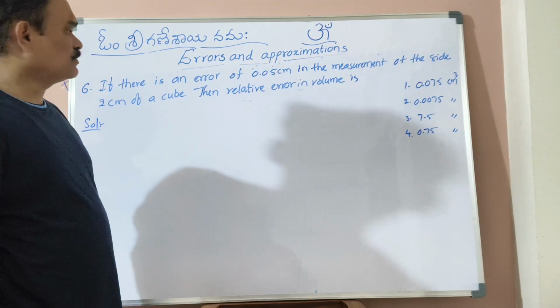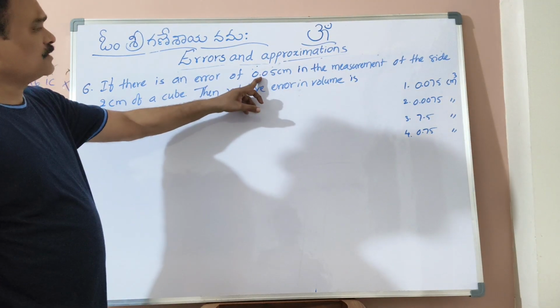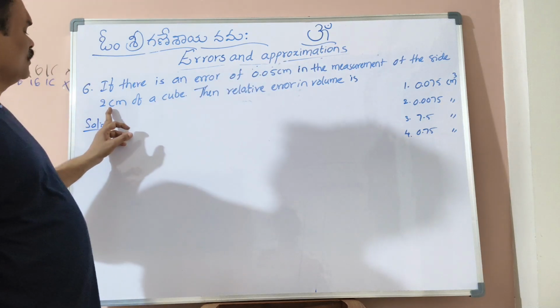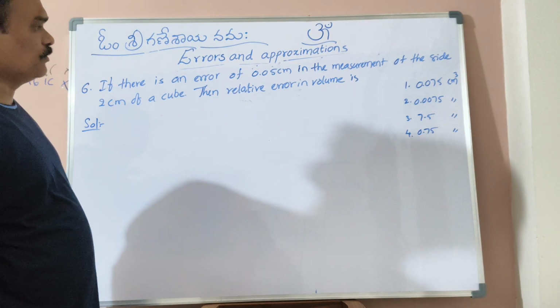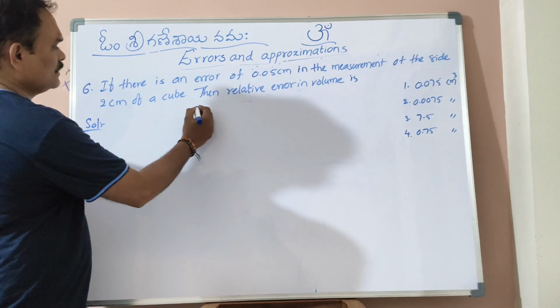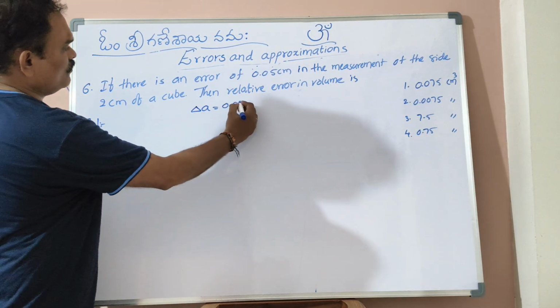Yes, coming to the last problem. If there is an error of 0.05 centimeters in the measurement of the side of a 2 centimeter cube, then the relative error in the volume of the cube is. So, let a be the side, the error in the side is 0.05 centimeters.